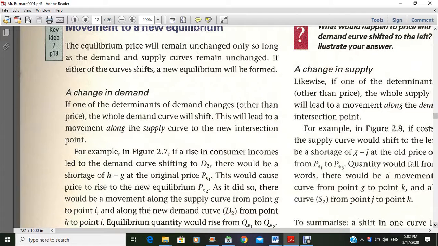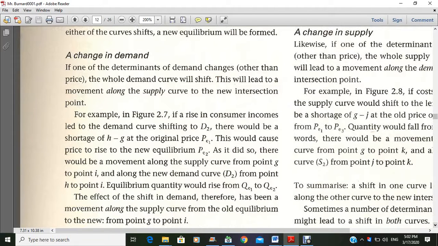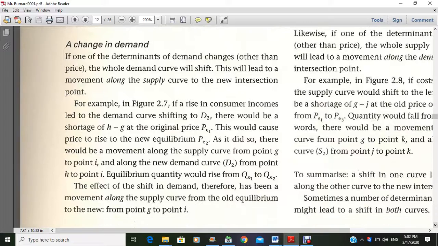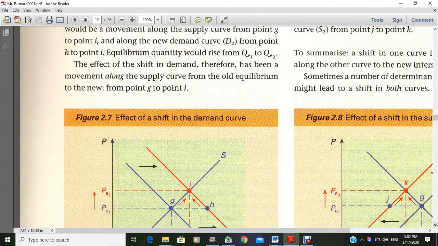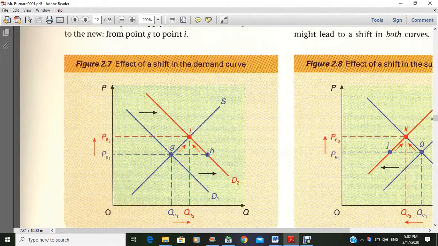as I said before when we were in class. This will lead to a movement along the supply curve to the new intersection. For example, in figure 2.7, this figure right here, notice that the demand curve moves from D1 to D2. What happens here? There you have a new equilibrium price and equilibrium quantity. Alright?